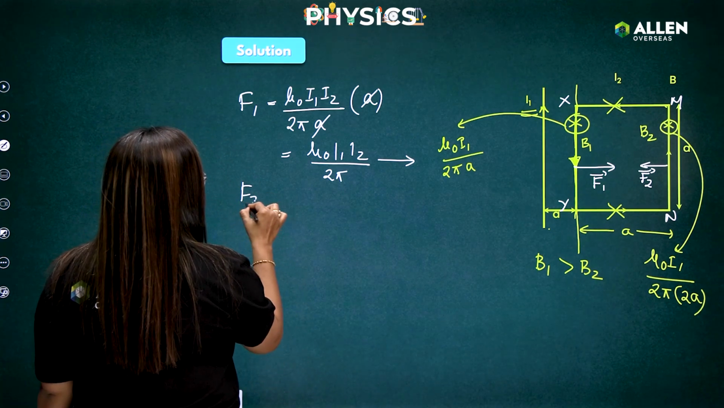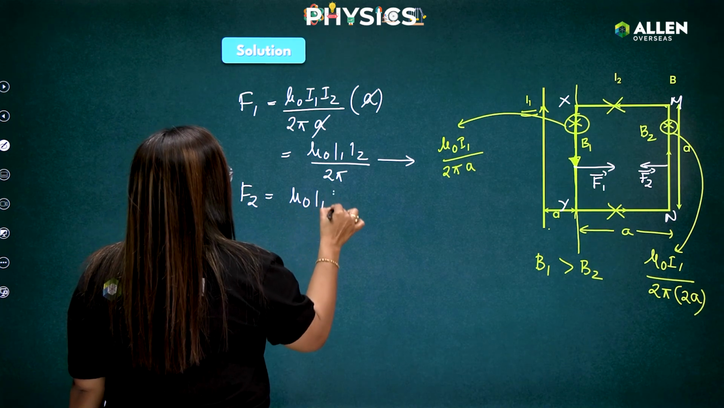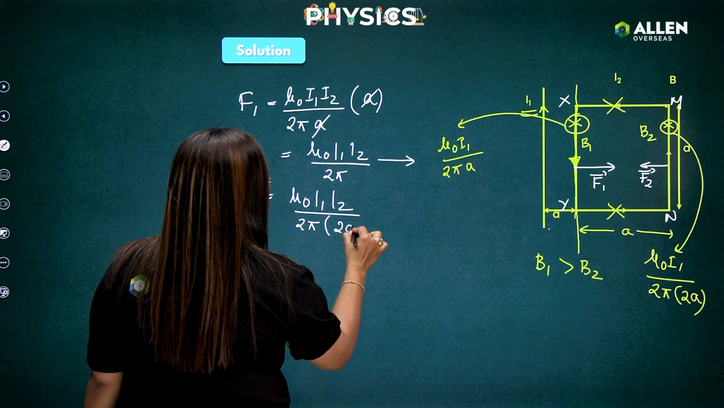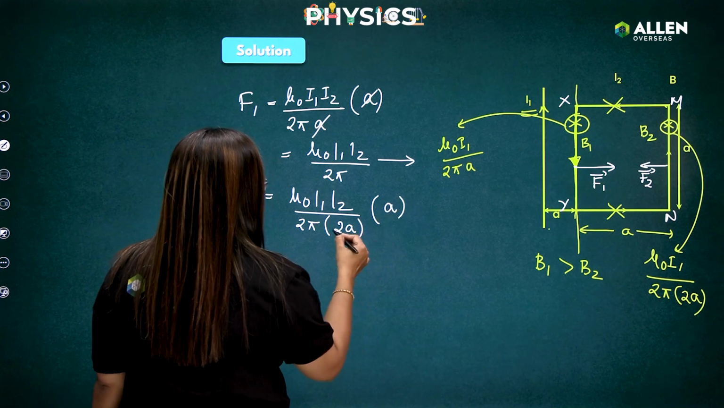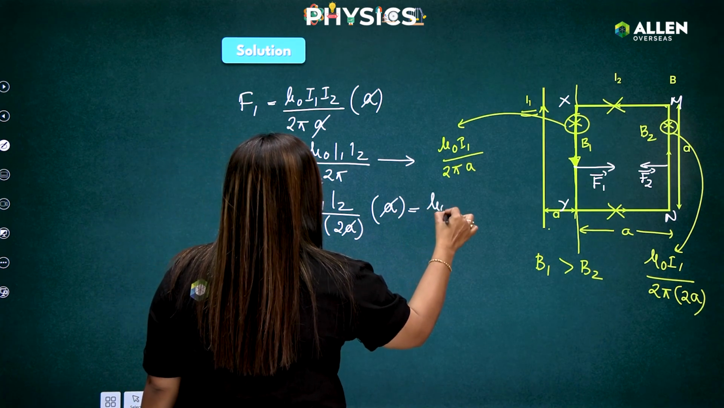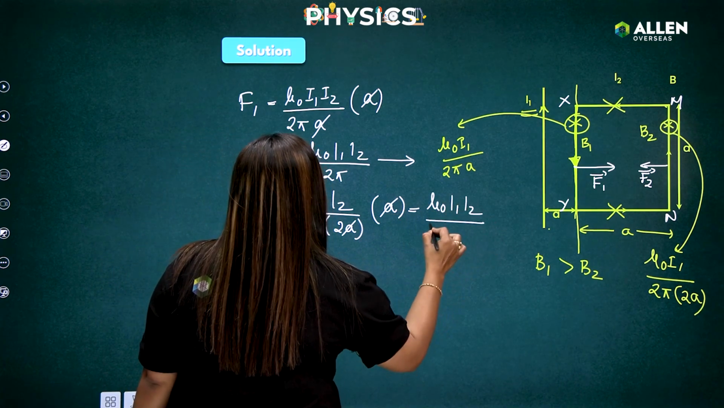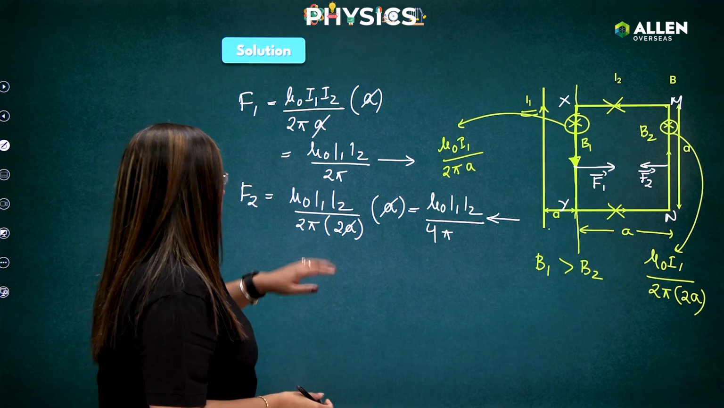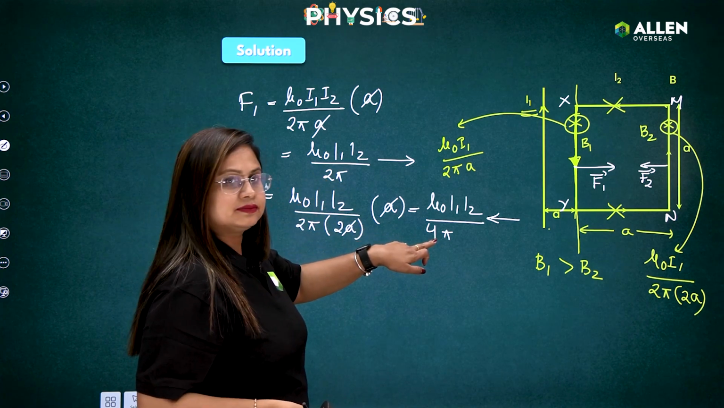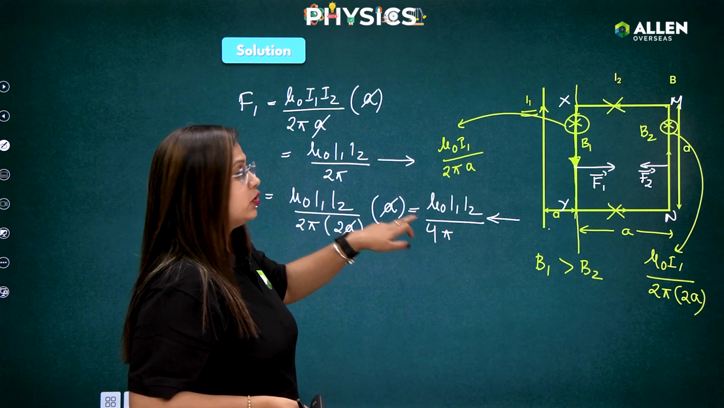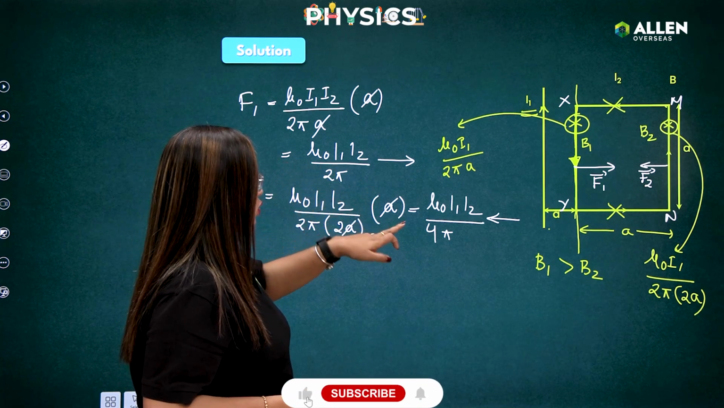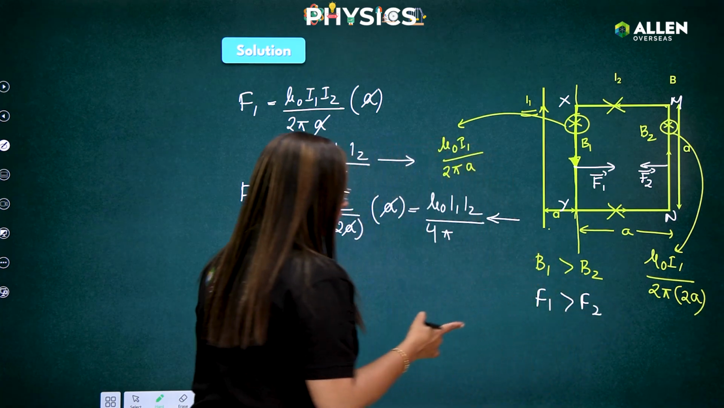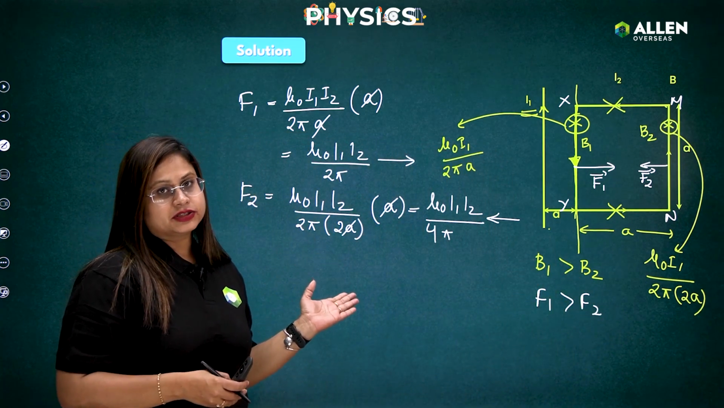Similarly, for F2 we can write mu naught I1 I2 divided by 2 pi, and the distance we have already calculated as 2A, but the length of this wire is again A. So, we can write it as mu naught I1 I2 divided by 4 pi, but the direction is in this direction. You can clearly say that this one is more and this is less. So, definitely F1's magnitude is more than the magnitude of F2, and F1 is a repulsive one. So, definitely the net force is going to be a repulsive one.